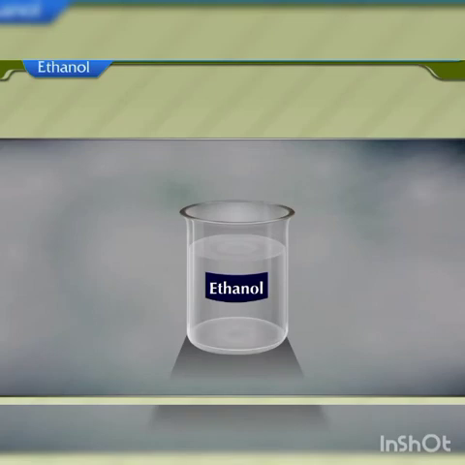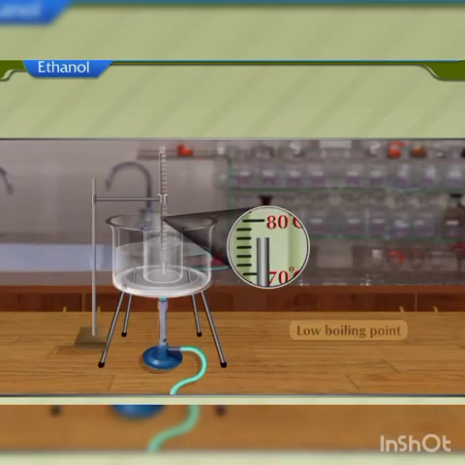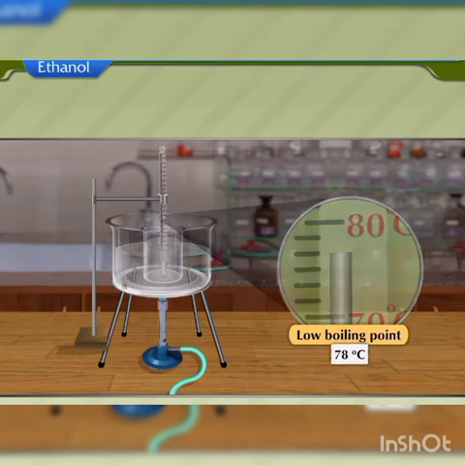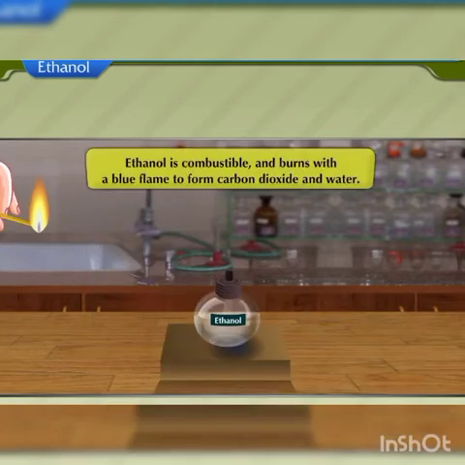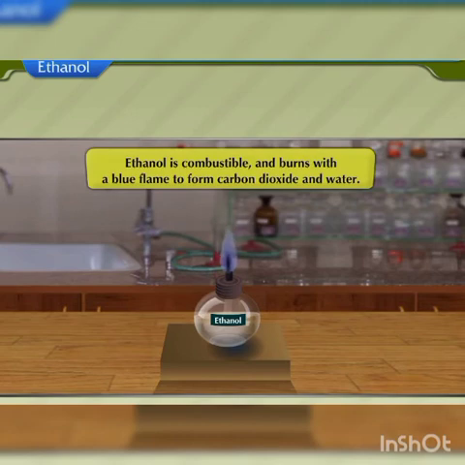Let us discuss the physical properties of ethanol. Ethanol is a colorless liquid with a pleasant odor. It has a low boiling point of 78 degrees Celsius and freezing point of minus 114 degrees Celsius. Ethanol is combustible and burns with a blue flame to form carbon dioxide and water.